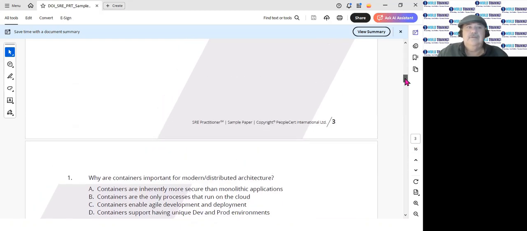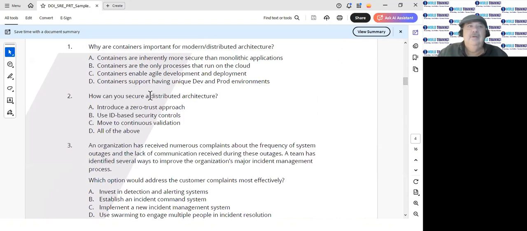Let's see, the last answer is containers support having unique dev and prod environments. That's not a particularly great answer to the question. It can happen that containers can be used for setting up development and production environments. The word unique is a little odd, and certainly that's not the best answer. So the best answer is C. Containers enable agile development and deployment.